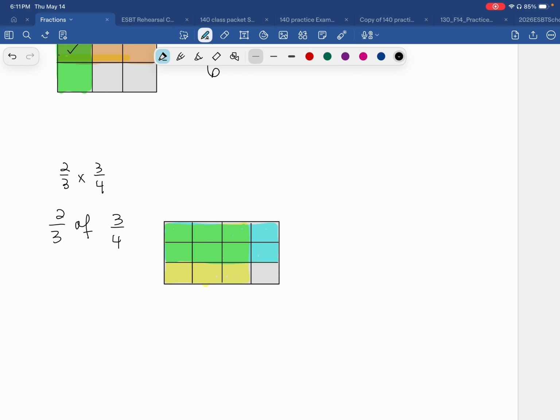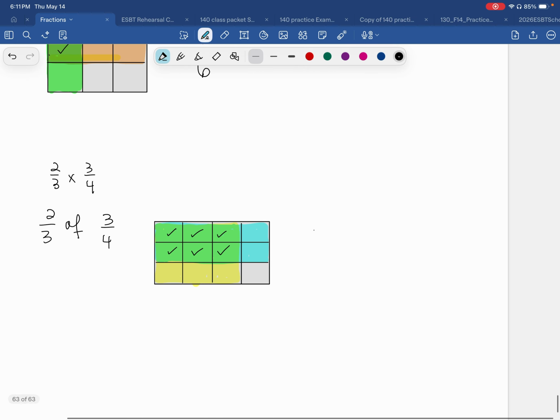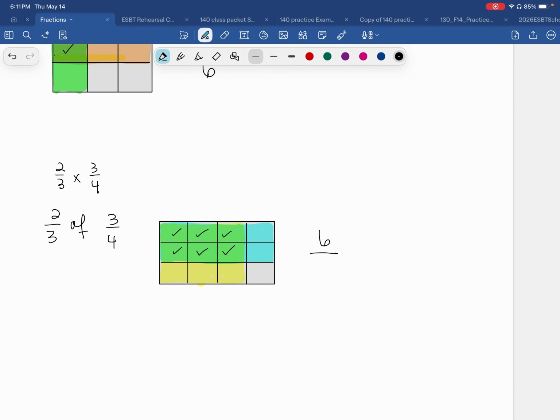Okay, so now we've got it shaded. So now the pieces that are double shaded. We've got 1, 2, 3, 4, 5, 6 of them out of a total of 12 boxes. And that, of course, we can then reduce, because if I put those 2 green boxes down where the yellow ones are, you can see that that's half the box. Okay, and that's the same as taking 2/3 times 3/4. And that gives us 6 on the top and 12 on the bottom. Reduce them both by 6s to get a whole, your 1/2.